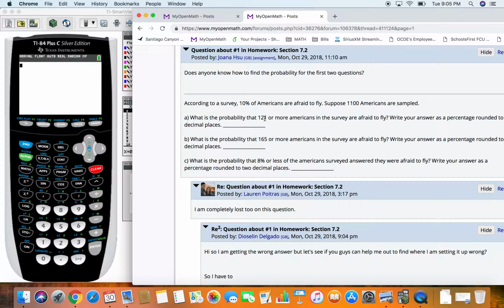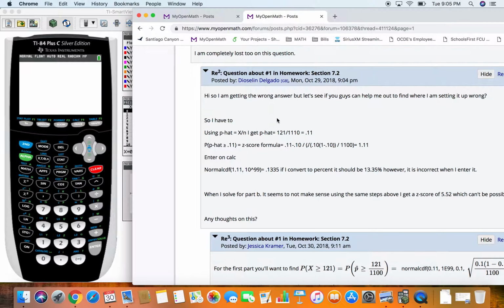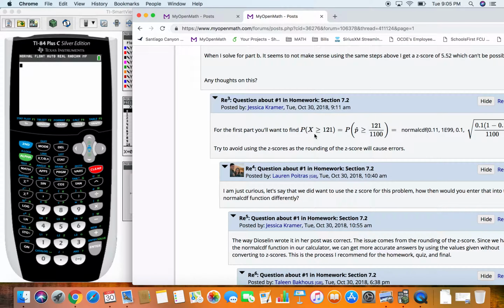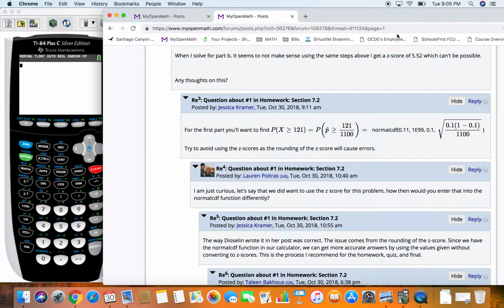This 121 is your small x value. You'll divide that by the 1,100. We're trying to find the probability that x is greater than or equal to 121. If we convert this into a p-hat, that is 121 over 1,100, we can use our normal CDF to calculate this probability since it's normally distributed.